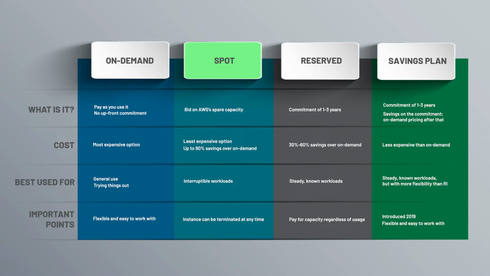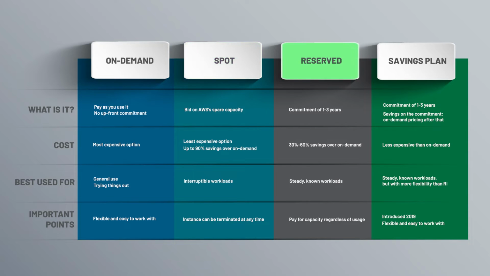This is the least expensive option of everything on the slide, offering up to 90% savings compared to on-demand pricing. But it's really important to know that your instances can be terminated at any time, so you should only use this for interruptible workloads, maybe some kind of data processing job that can be done over weeks or months, and is architected to handle those shutdowns.